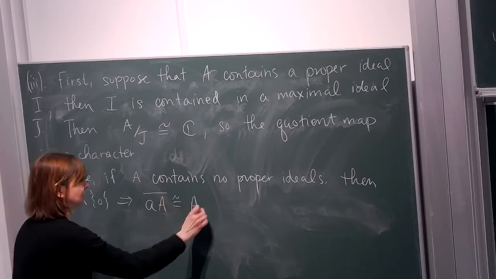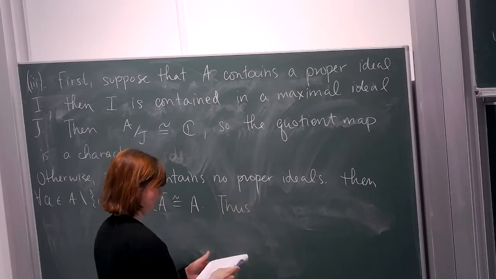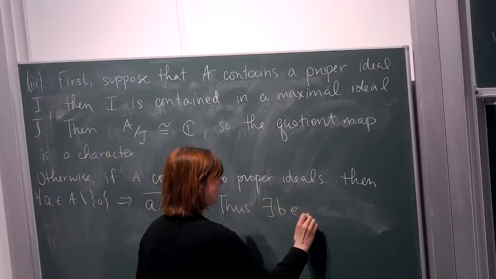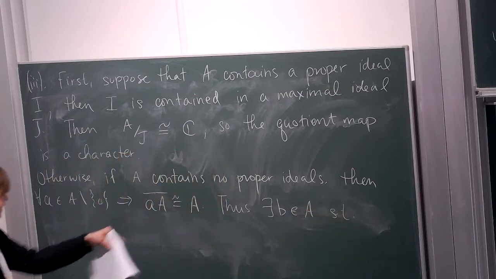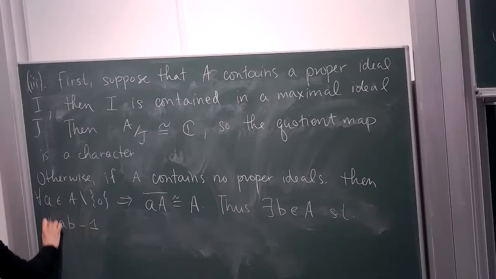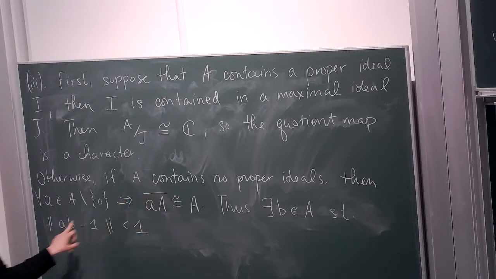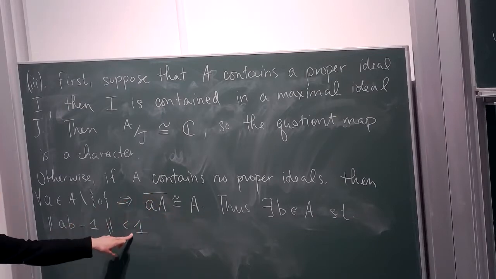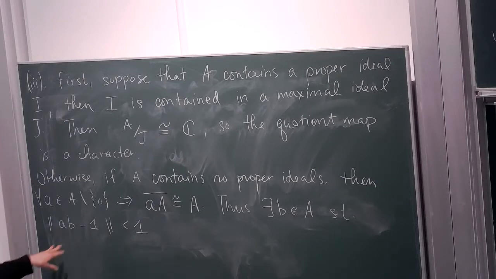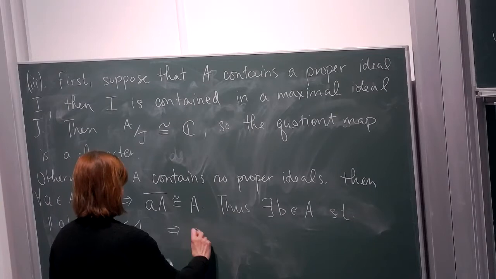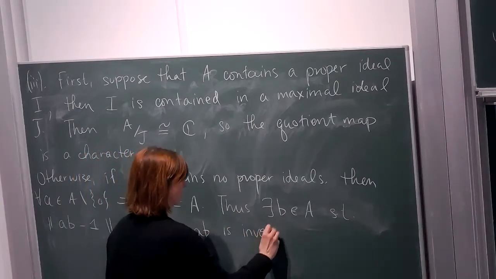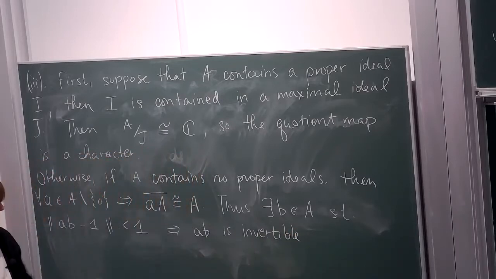So in particular, there exists some element B in A such that, we don't know for sure that we can multiply B to A and get 1 on the nose, but we can at least get close. We can certainly get within 1. And then we saw that whenever we have this norm bounded by 1, AB is invertible. And since AB is invertible and everything is commutative, you see that A itself has to be invertible.